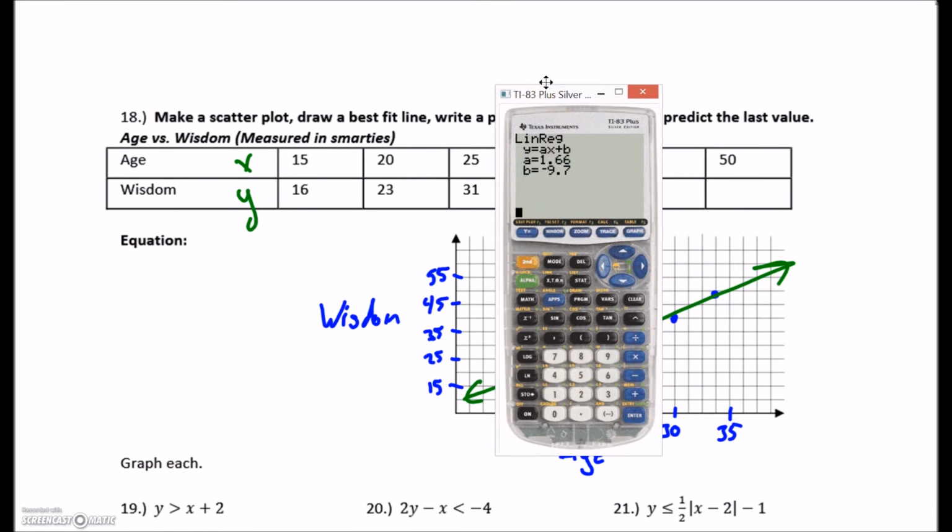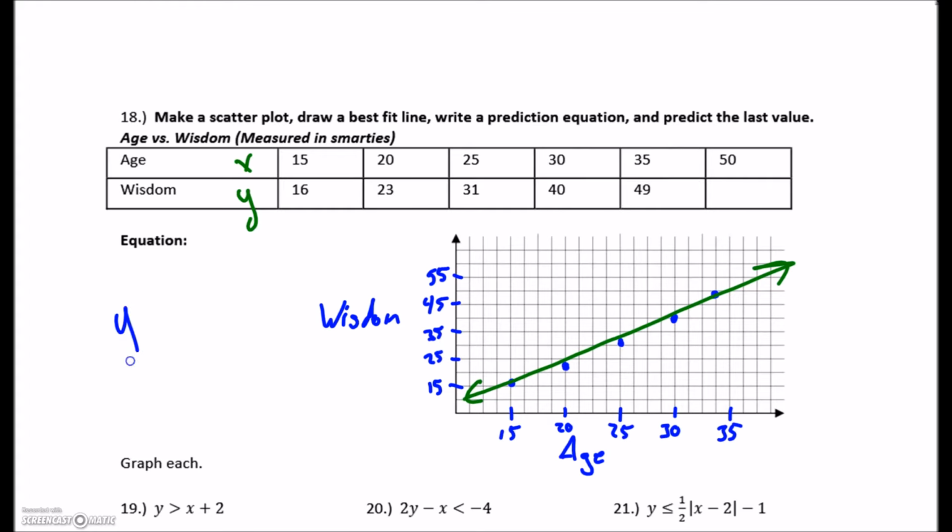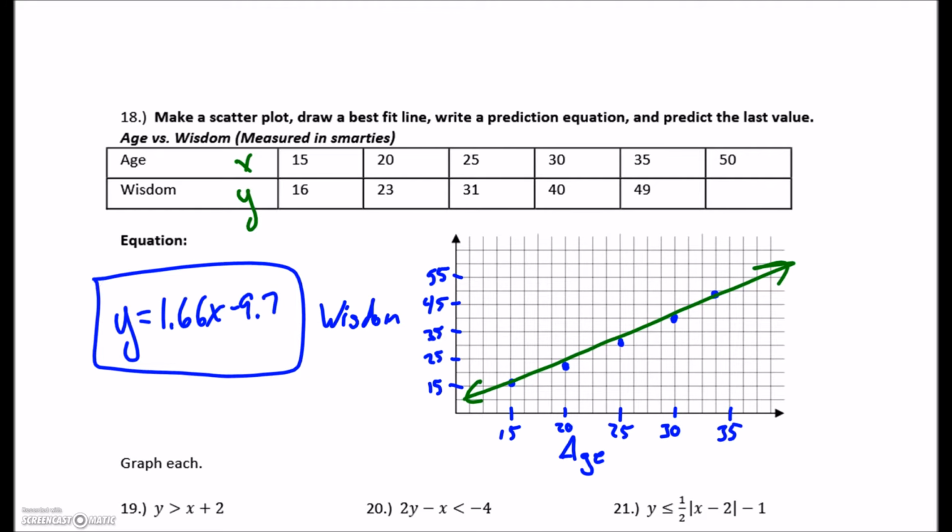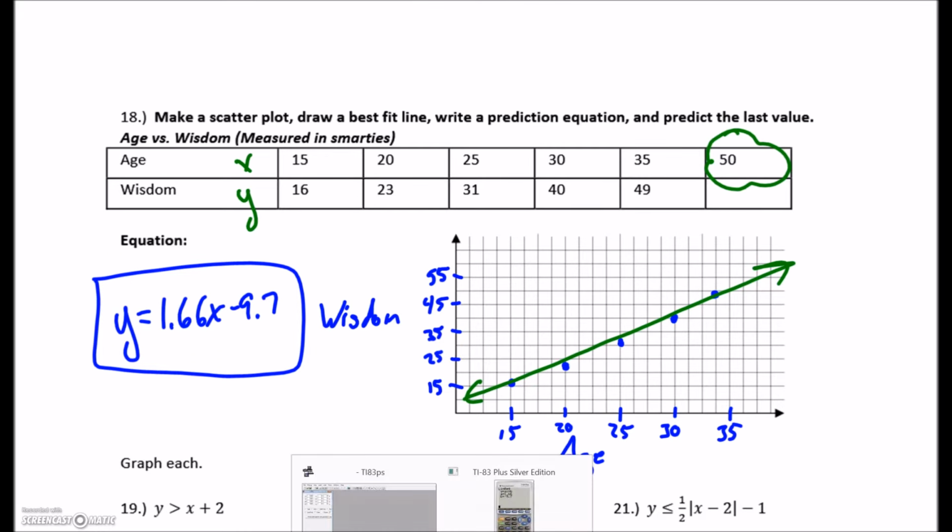So it looks like I've got y equals 1.66x minus 9.7. So this is my prediction equation, minus 9.7, sorry. Right from the calculator, that's my prediction equation, but now I want to use it to predict the value at 50. So I've got to plug a 50 in for x right here.